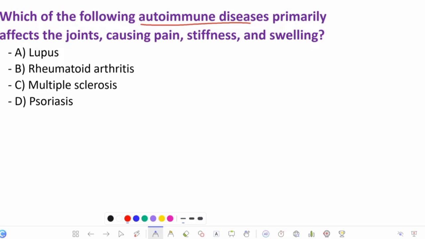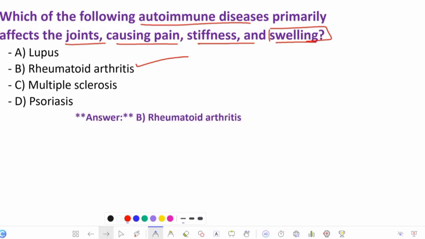So it affects the joints, causing pain, stiffness, and swelling. Stiffness means rigidity, and swelling means increase in size. Which disease is an autoimmune disorder characterized by joint pain, stiffness, and swelling, which primarily affects joints? Lupus, rheumatoid arthritis, multiple sclerosis, cirrhosis. So it is basically rheumatoid arthritis.